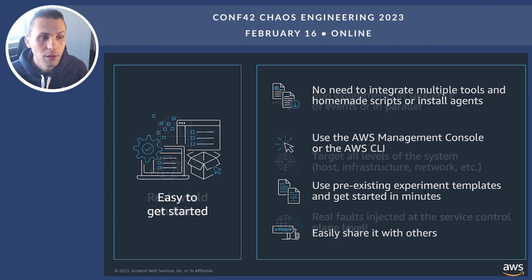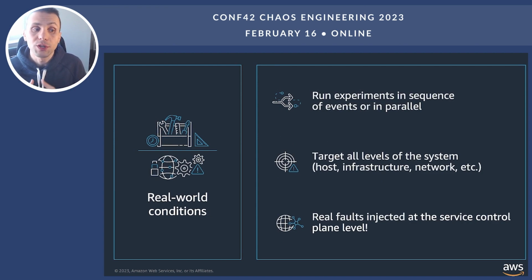And then let's move to the next topic, which is real-world conditions. You can run experiments both in sequence or in parallel, and I made a mention before that real-world failures are not just as simple as one event. Sometimes they're a combination of events, and the Fault Injection Simulator allows you to combine different actions that will inject failure both in parallel or in sequence, and you can choose.